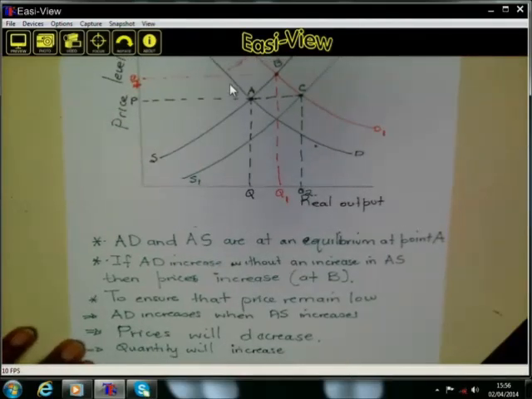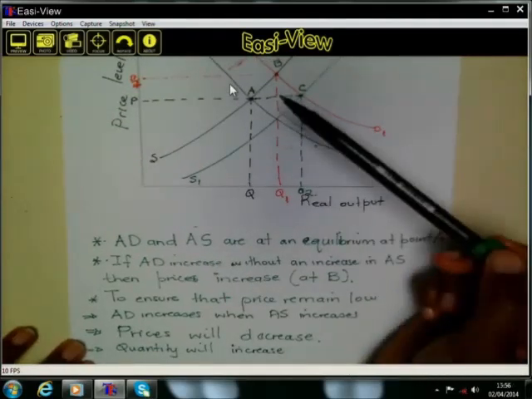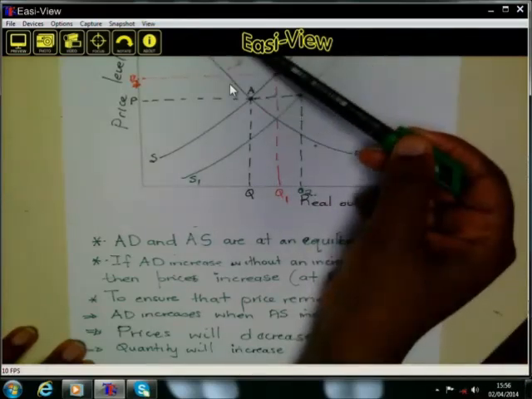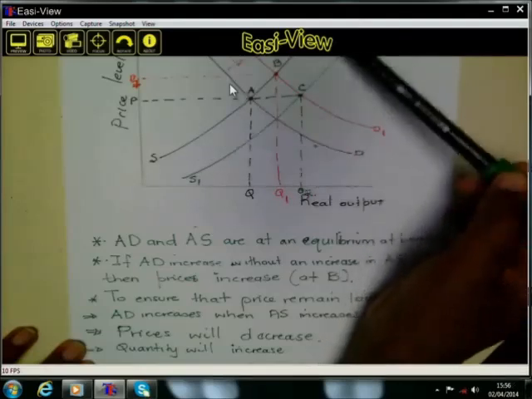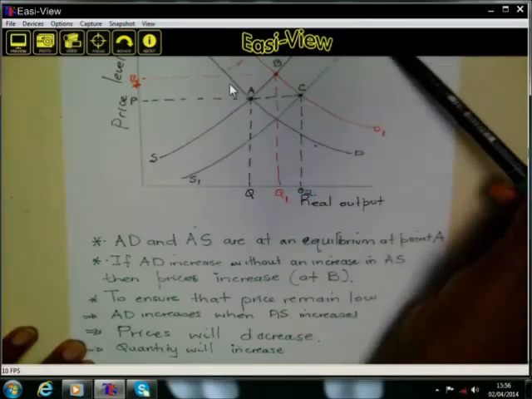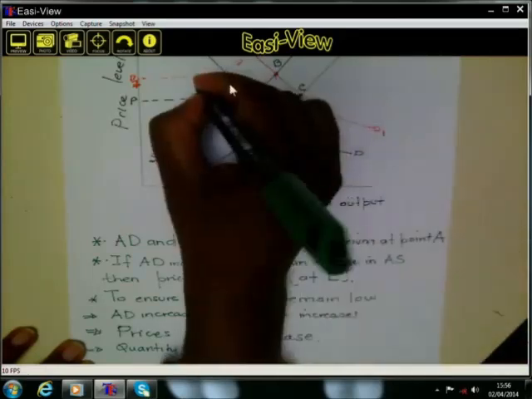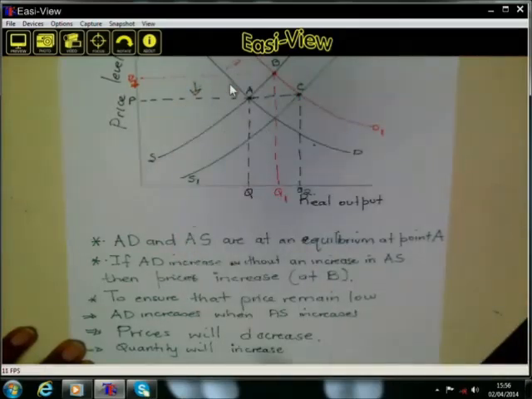So you see that because we had a shift in aggregate demand from D to D1, and then supply shifted from S to S1, when they both shifted, we went back to a decrease in price. So when aggregate demand and aggregate supply are equal again, we are going to have a decrease in prices. With that, it means the government will always be sure that inflation will remain intact.